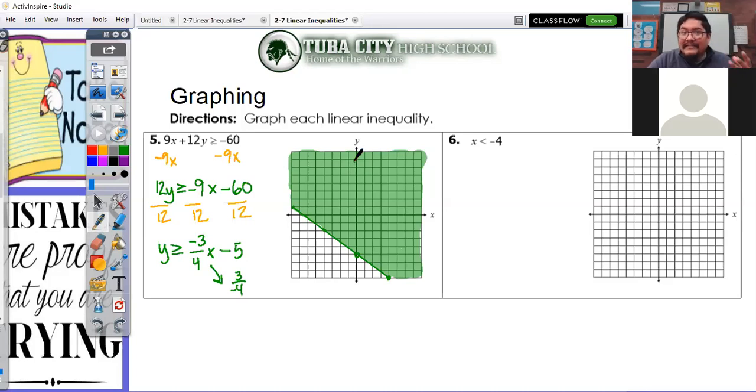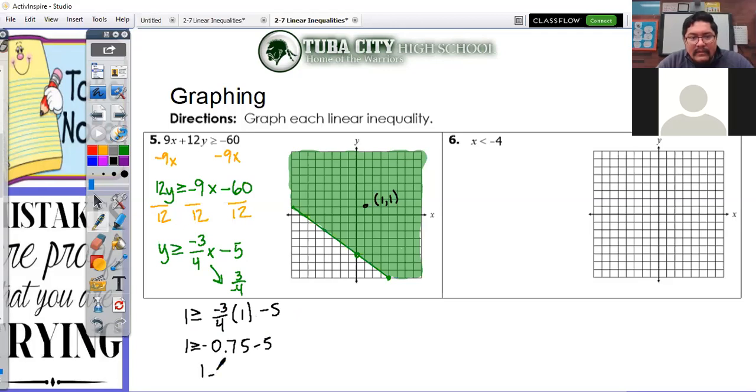But there's a third way, and this is if you're really not sure. Okay, let's say you just don't know. You can pick a test point, just like we did with the last one, but in this case, I'm going to pick one that's definitely on one side of the graph. So in this case, my test point will be 1, 1. And I'm going to plug in 1, 1 right here. So 1 is y, and I'm going to make it easy because anything times 1 should just be that number itself. And just to keep things going, I'm going to turn this into negative 0.75 minus 5. And we get something like this.